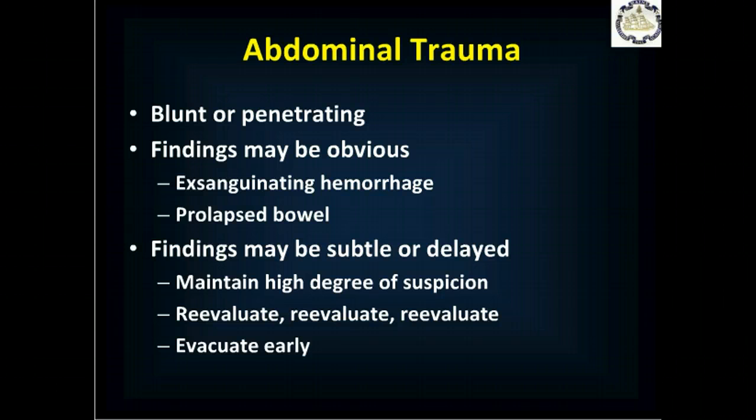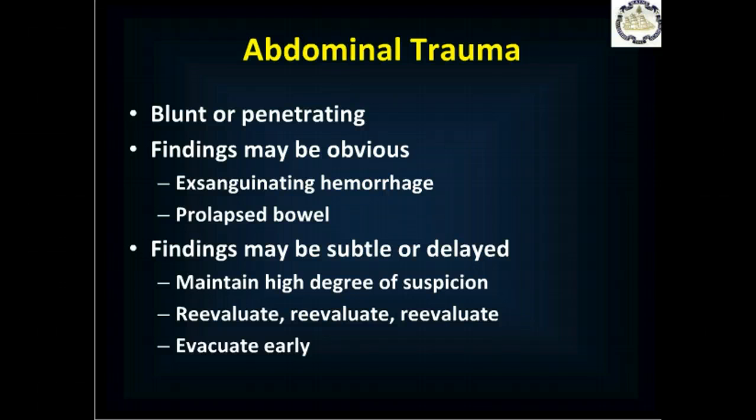So abdominal trauma, of course, can be blunt or penetrating. Can also get burns and chemical injuries, but again, we're focusing on physical trauma here, the blunt and penetrating trauma. And the findings may be really obvious. They may have exsanguinating hemorrhage, blood just gushing out from the abdomen. That one's not subtle. They may have prolapsed bowel. The bowel may have herniated through the abdominal wall and be laying on the outside.